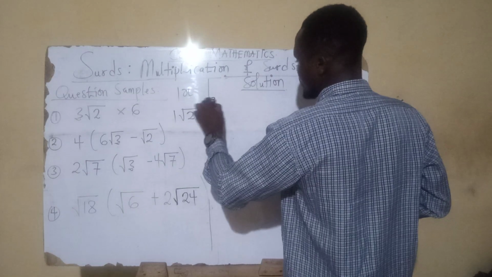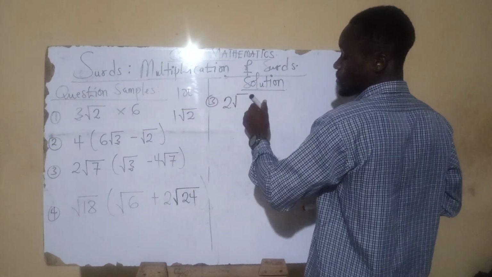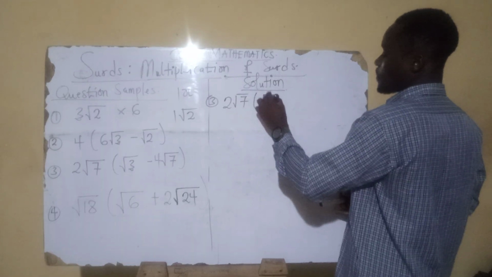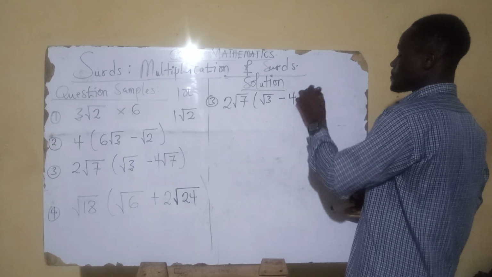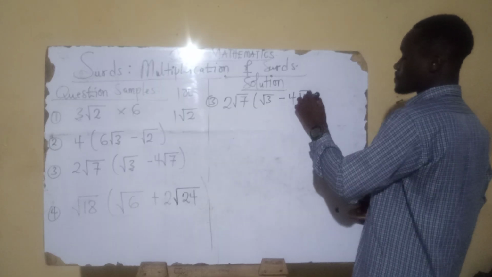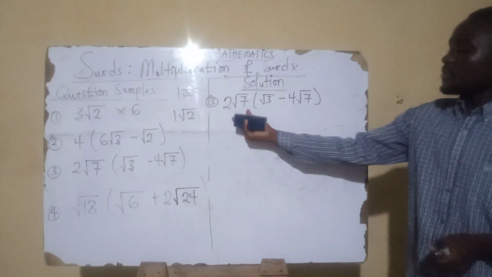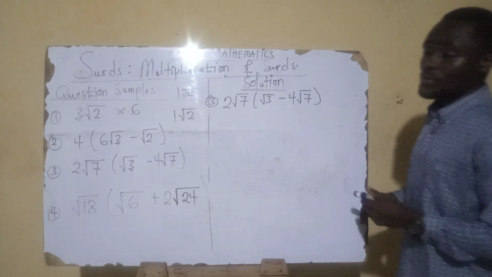Question number 3. I have a simple surd multiplying a complex surd that is a binomial. So here, as with the 8, this whole thing will take charge of this. This will take charge of that. So let's see how to go about it.